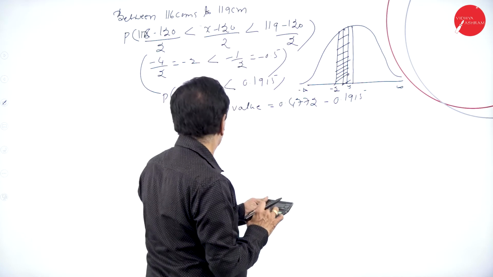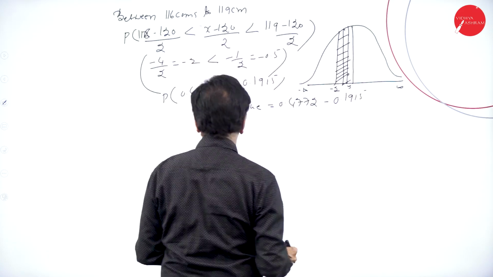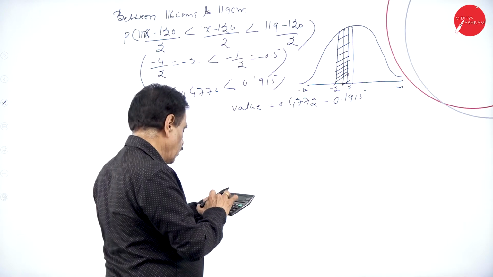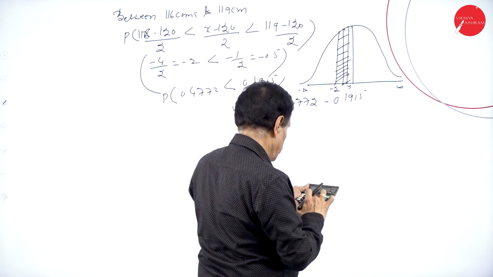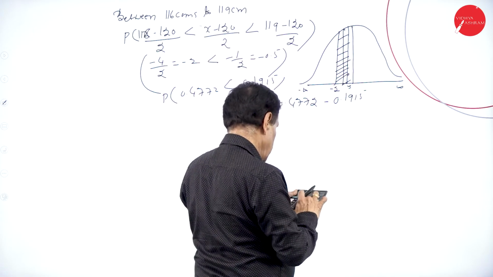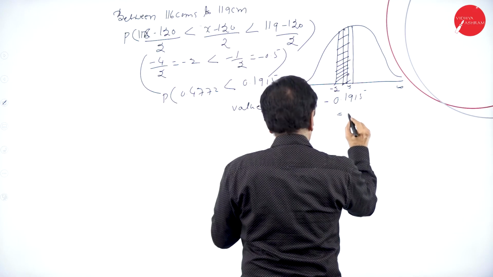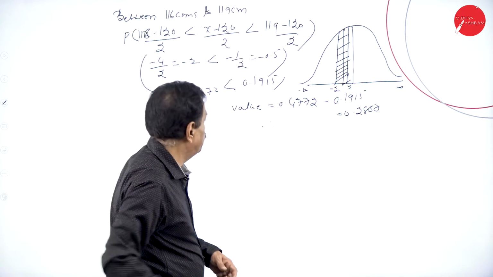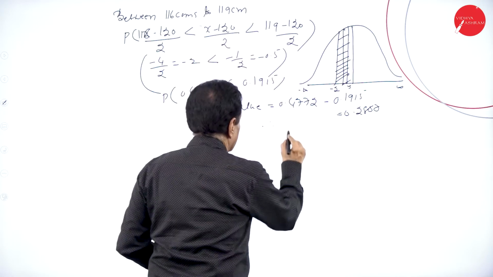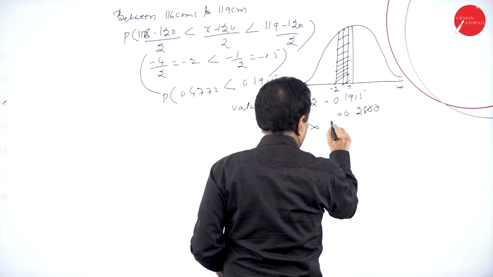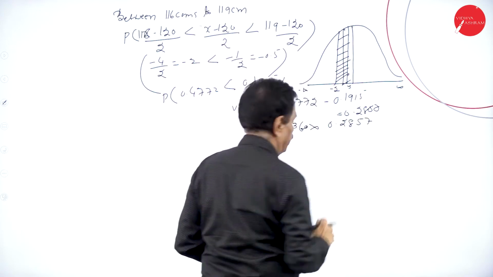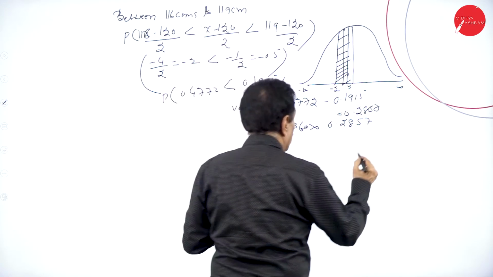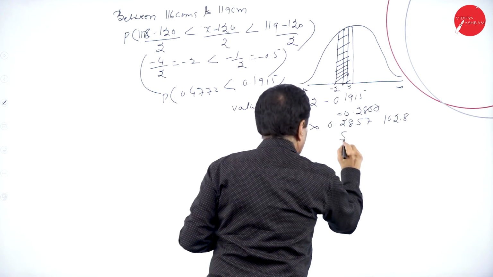0.4772 minus 0.1915 gives 0.2857. Therefore, the number of students is 360 into 0.2857, so 102.8, say 103.